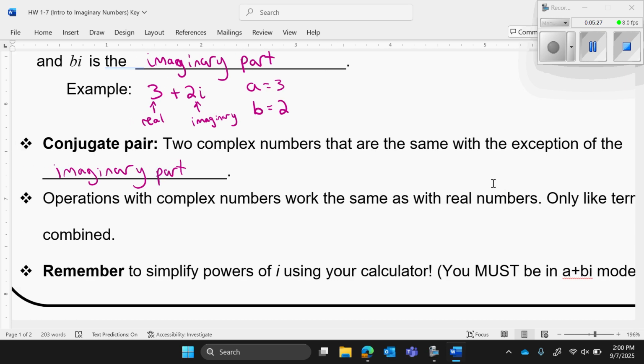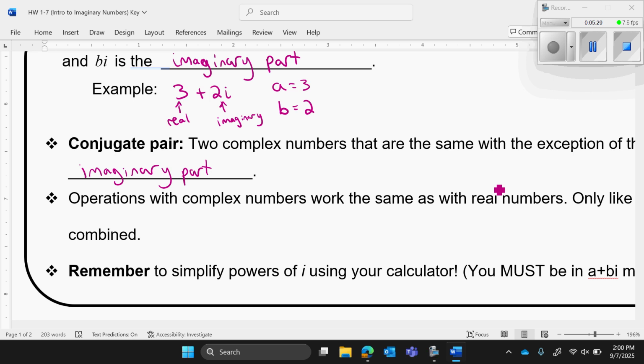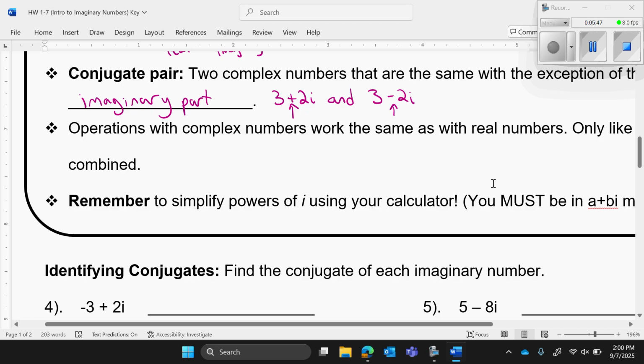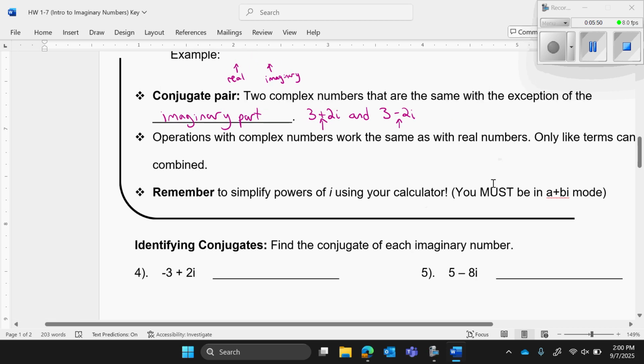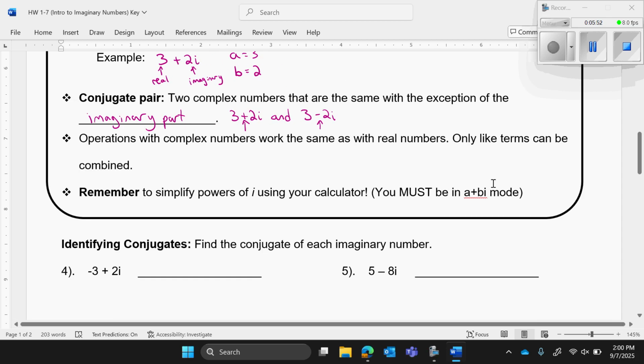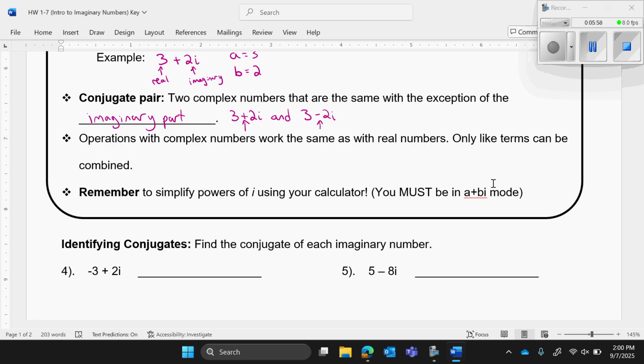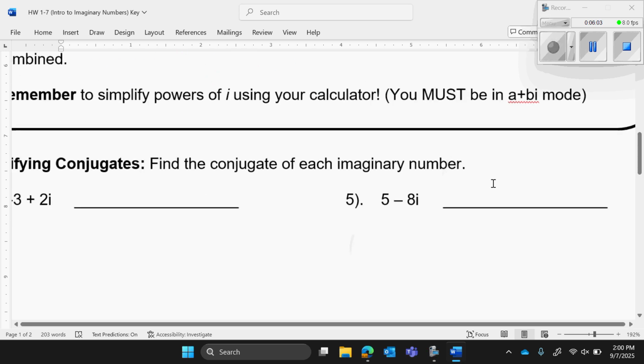So, for example, conjugate pairs would be 3 plus 2i and 3 minus 2i. They are the same except for one is plus 2i and one is minus 2i. So they are partners. Now, operations with complex numbers work the same as with real numbers, only like terms are combined. And remember that on the Regents, we do not like any exponents on i. So we will always use our calculator to simplify that. I will explain what I mean.